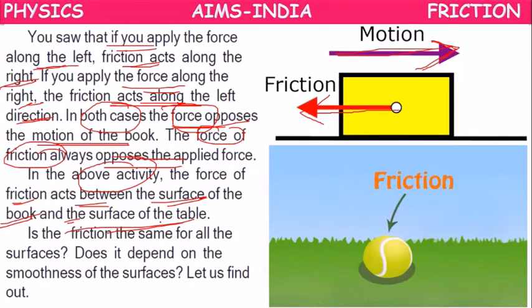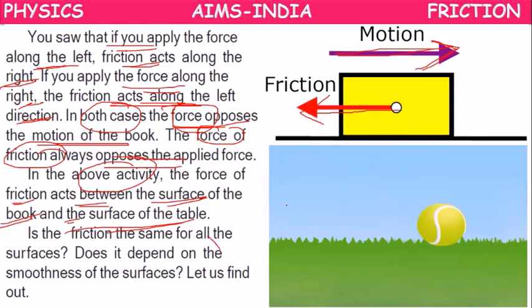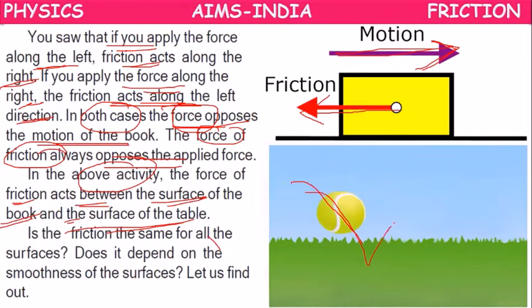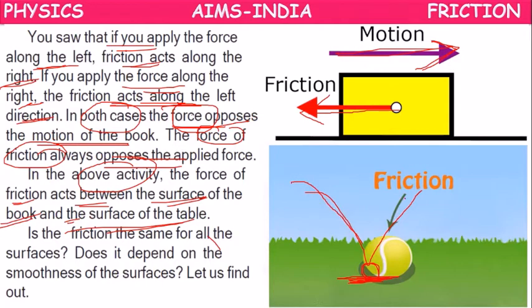Suppose this ball, if you observe this ball, it is hitting the ground and flying back into the air. Means at the moment when it touches the ground, then between the surface of the ball and the surface of the grass, friction will work. Friction starts working. So before that, when it is in the air, there will be no friction between the ball and the grass. When it touches the grass, at that moment only, the ball will experience friction.